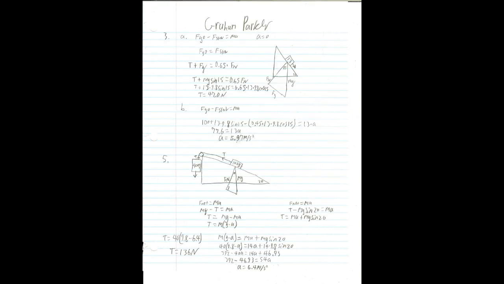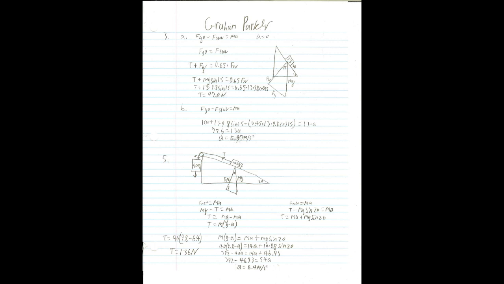All right, number 3 says a 13-kilogram box is pulled down a 15-degree ramp by a rope that runs parallel to the ramp. The coefficient of kinetic friction is 0.450, and the coefficient of static friction is 0.650. So A says, what tension is required to get the box to move?